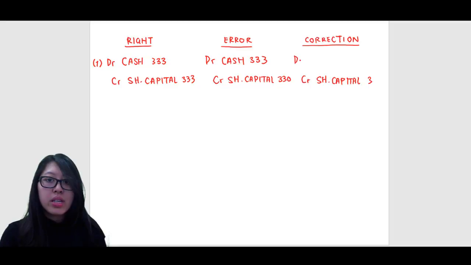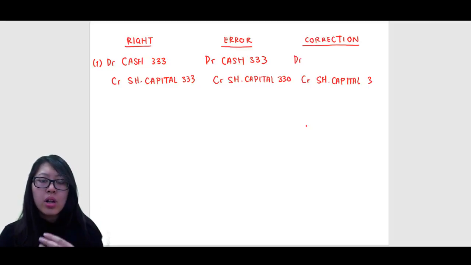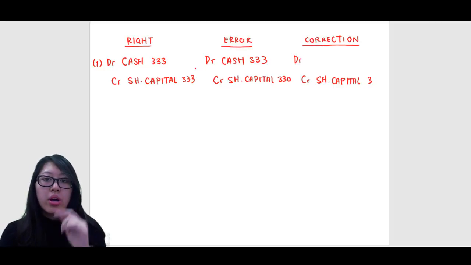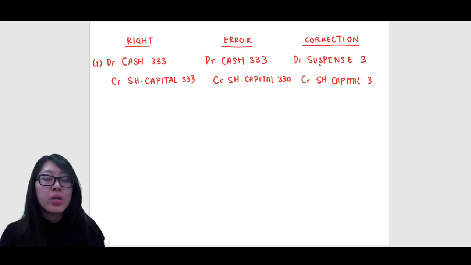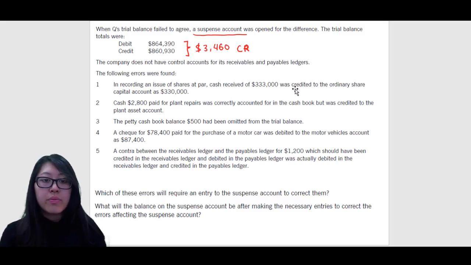But then what do we put on the debit side? Well, on the debit side, cash seems to be fine, right? Cash has no problem. So what we use instead here is the suspense account, okay? So the key thing here is that whenever there's already correct entries or correct accounts, use a suspense account, because that's the temporary account here. And this account had been opened for these errors. Remember that.